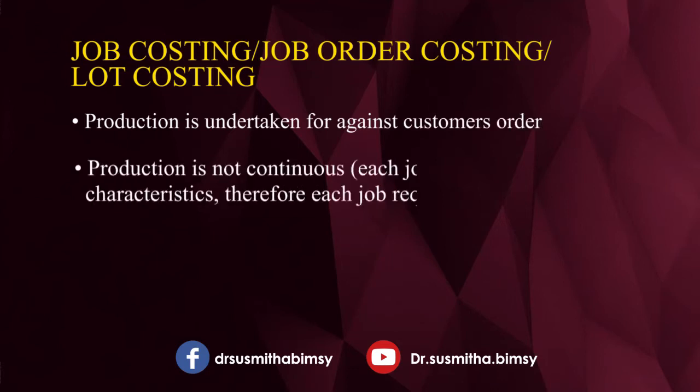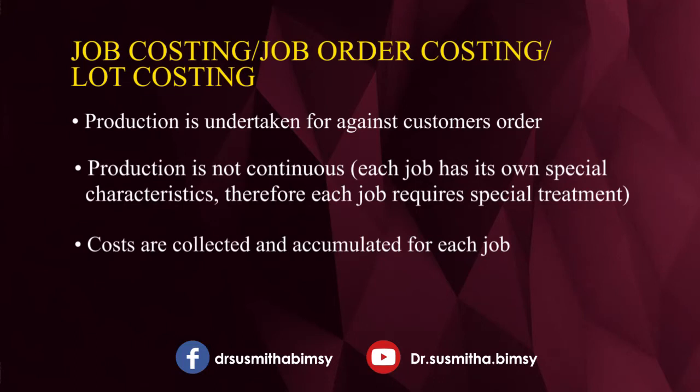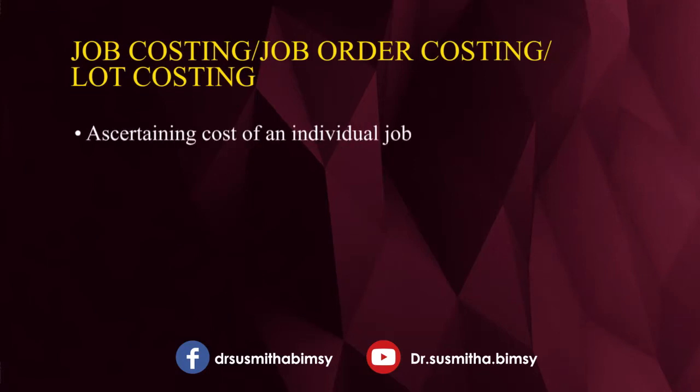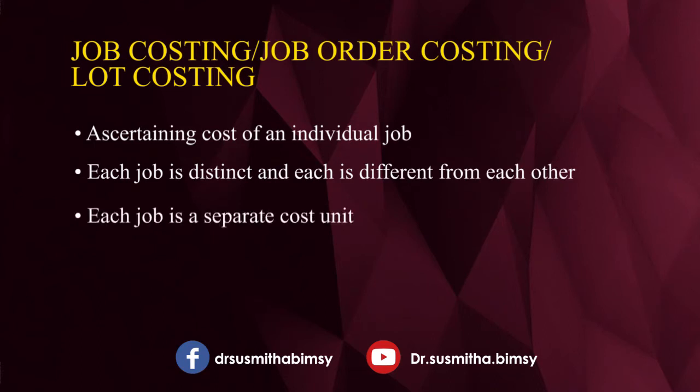The second point is that production is not continuous. That is, each job has its own special characteristics, so each job requires special treatment. Here costs are collected and accumulated for each job. That is, each and every expense related to material, labor, overhead is separately recorded, and finally the total cost of the particular job is calculated. So we can say one of the important objectives of cost accounting is ascertaining the cost of an individual job. And the next feature is that each job is distinct and different from the others, and each is treated as a separate cost unit.